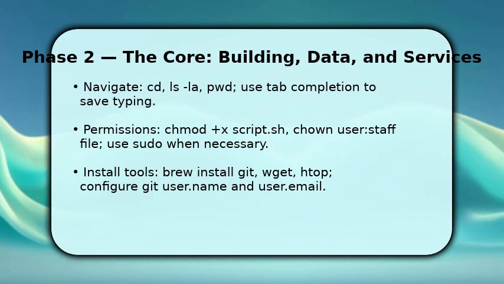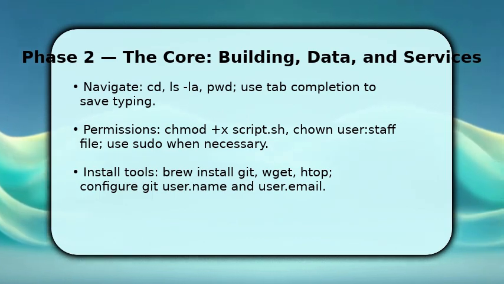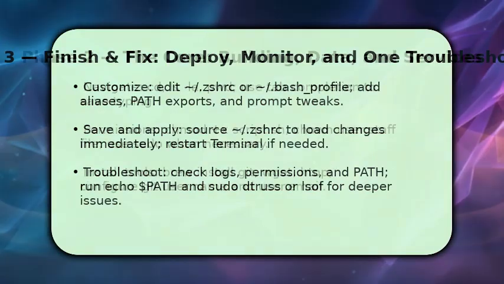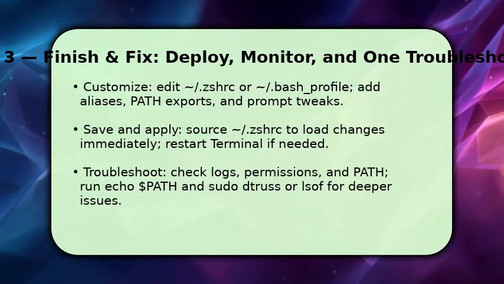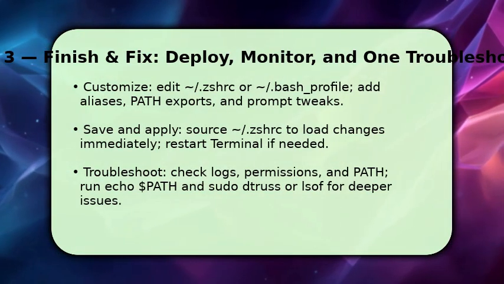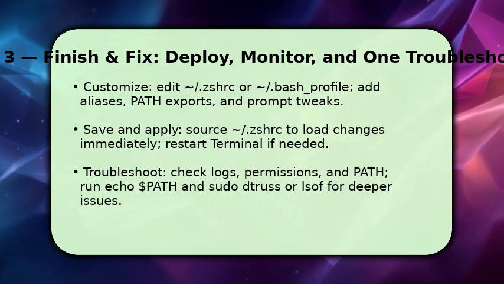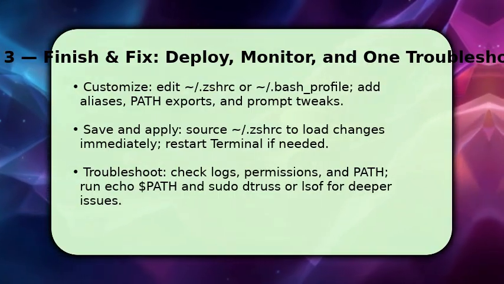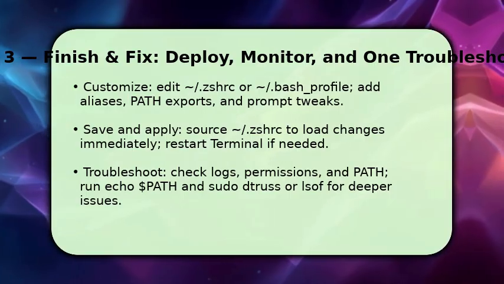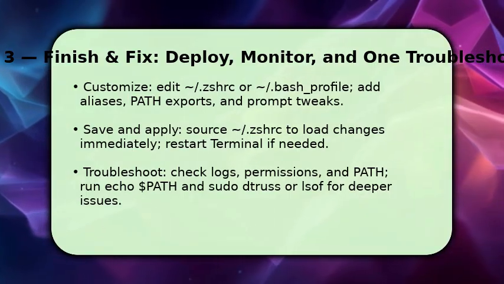You finish by personalizing the shell, edit ~/.zshrc or ~/.bash_profile to add aliases, path exports, and prompt tweaks so commands become faster. After editing, source ~/.zshrc to apply changes immediately. Restart terminal if behavior persists.